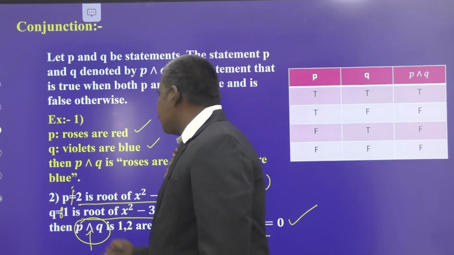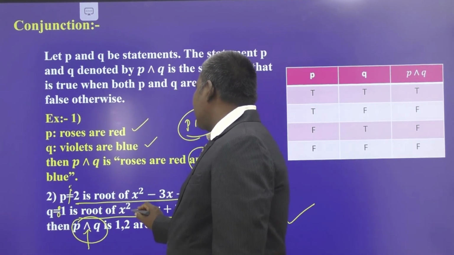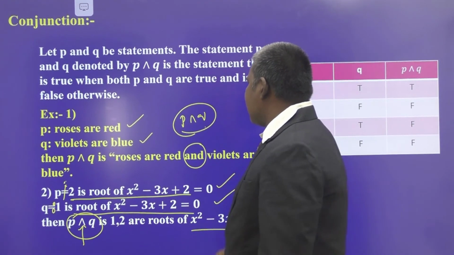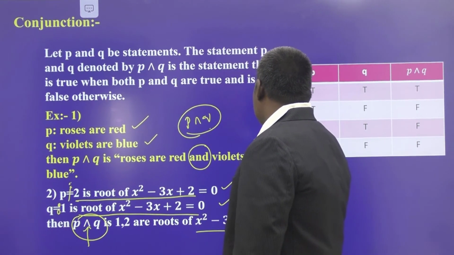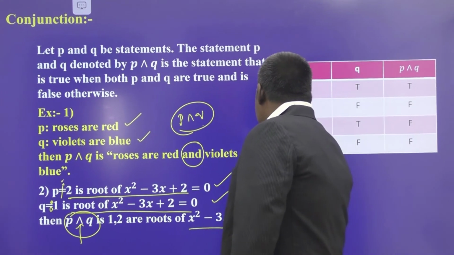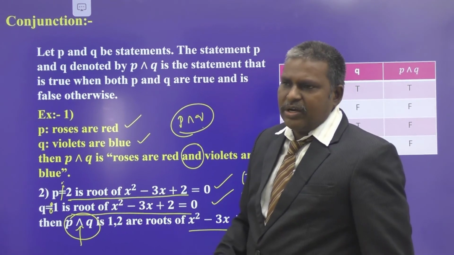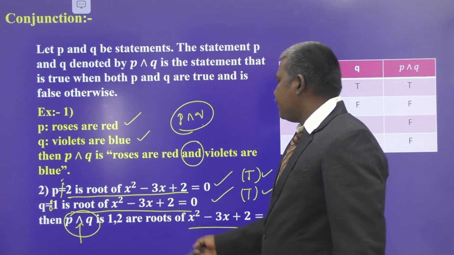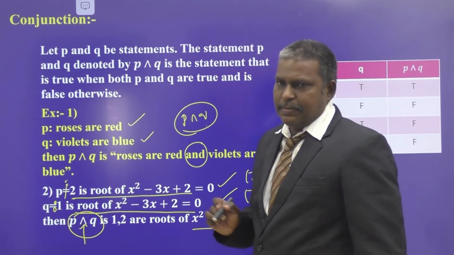This is a true statement. Again, substitute 1 here: 1 minus 3 plus 2. That is also 0. This is also a true statement. Both statements are true, so if you apply and, the result is also true.